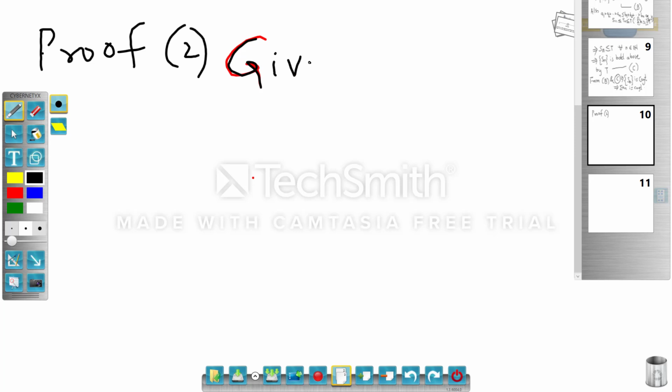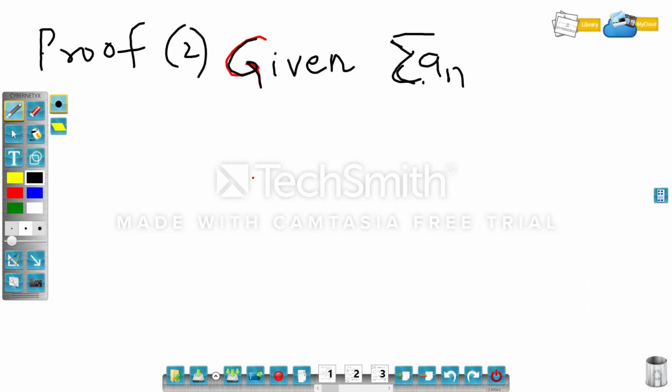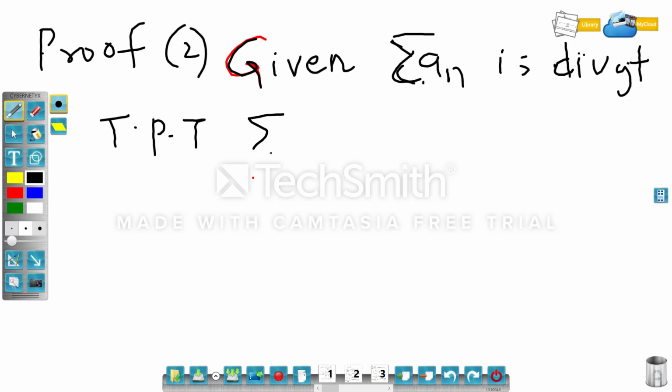It is given that series an is divergent, and we have to prove that series bn is divergent. So the proof is by method of contradiction.